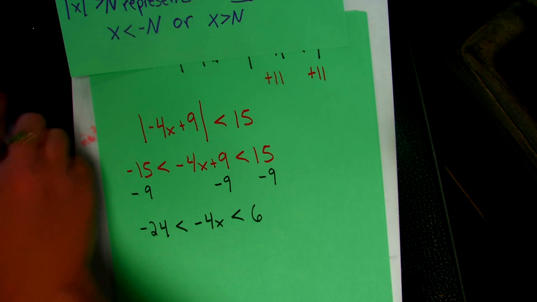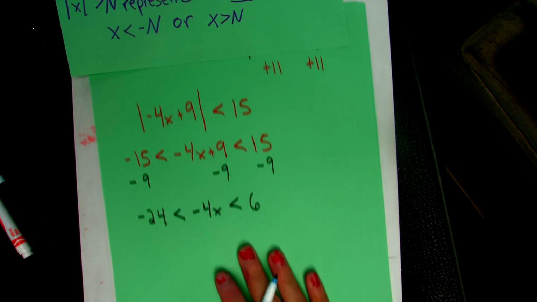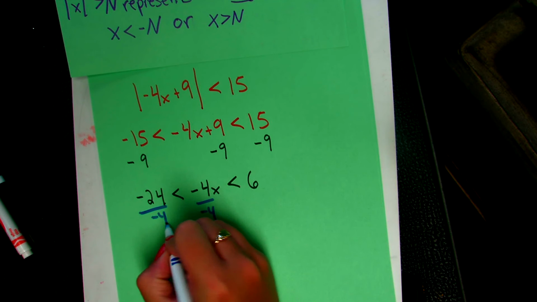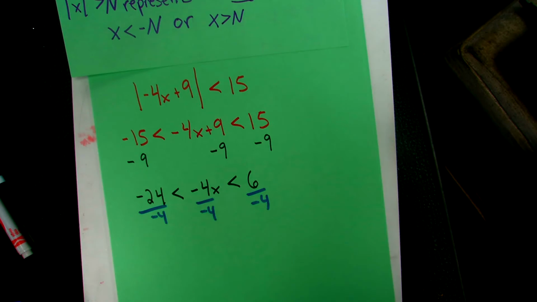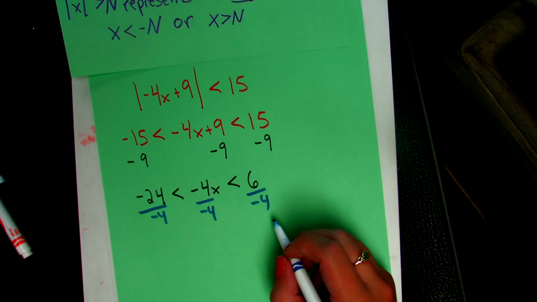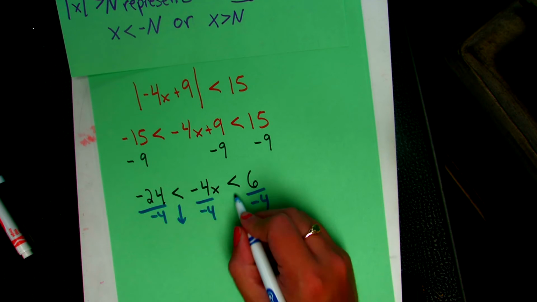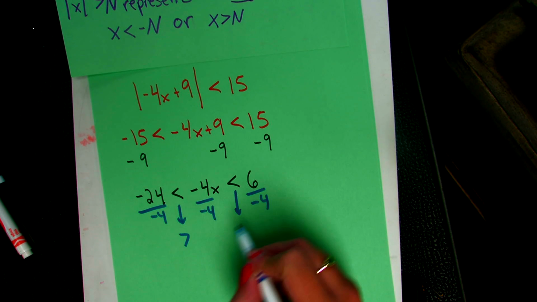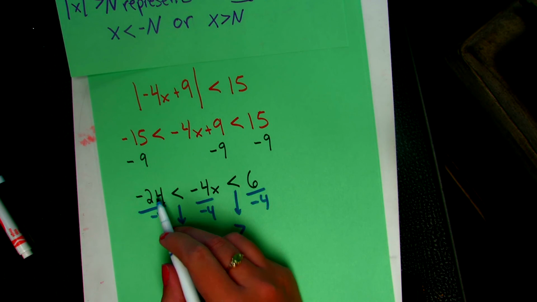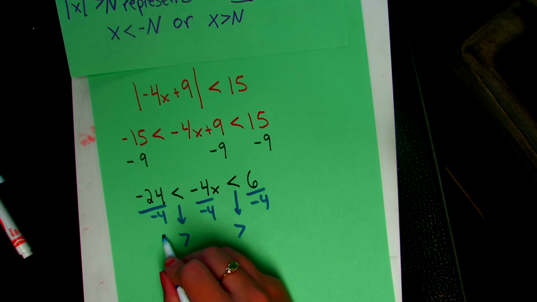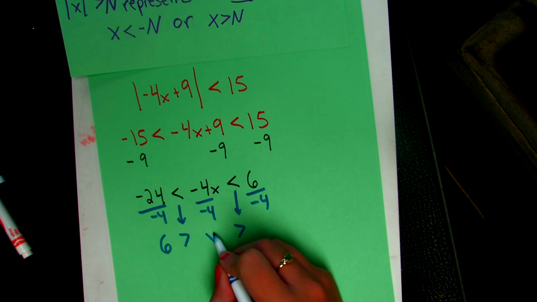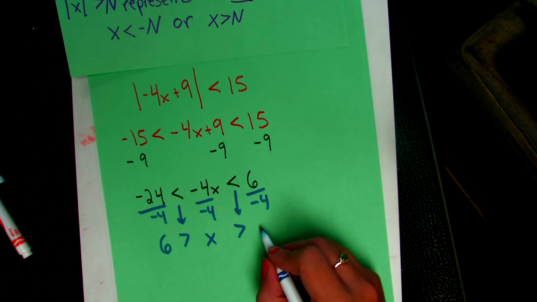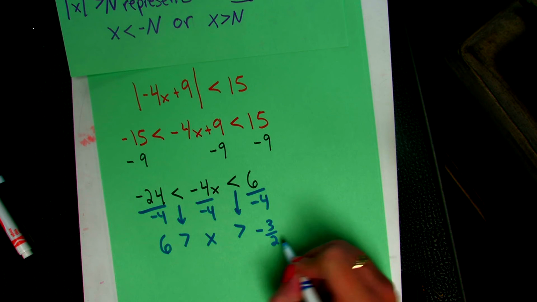Now I'm going to divide everything by negative 4. Oh, remember what happens when we divide by a negative? Everything flips. So everything now has to flip. So negative 24 divided by negative 4 becomes positive 6. This becomes x. And then 6 divided by negative 4 is the same as saying negative 3 over 2.